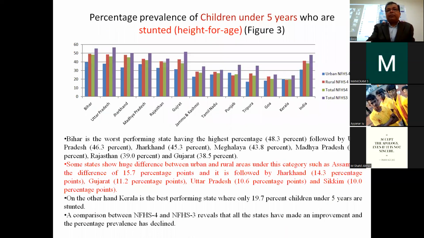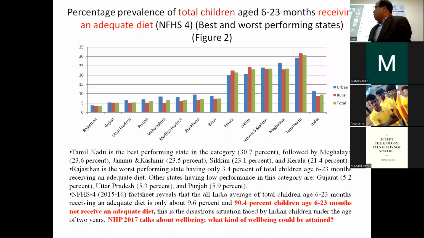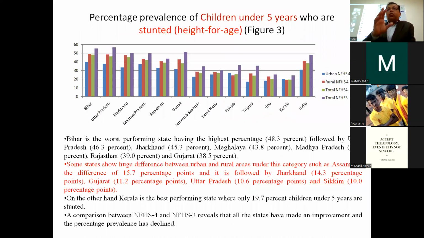Now, this next figure, percentage prevalence of total children aged 6 to 23 months receiving an adequate diet. Now, we have not categorized here breastfeeding or non-breastfeeding, right? Basically, it talks about an aggregate figure. Total children aged 6 to 23 months, right? And even here, the figures are equally disturbing. You can see the disparity. I will share the slides with you as we have been sharing, and you can see the situation prevailing in several states. We will come to this slide.